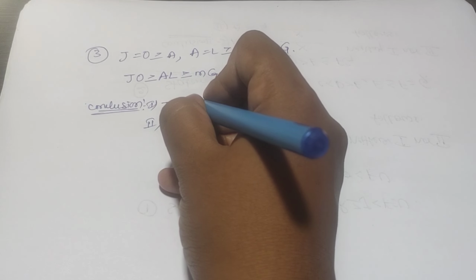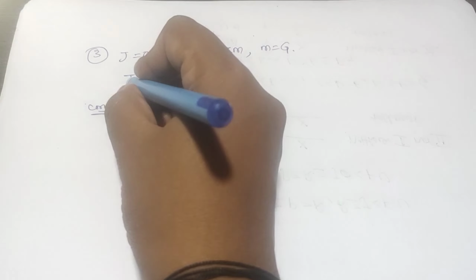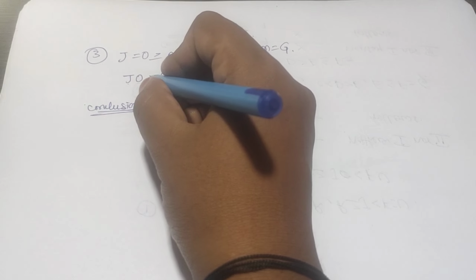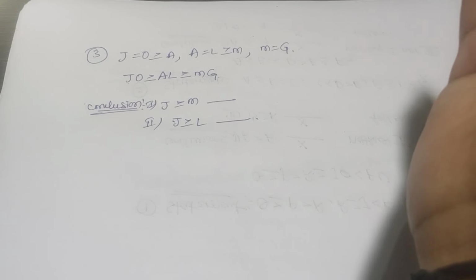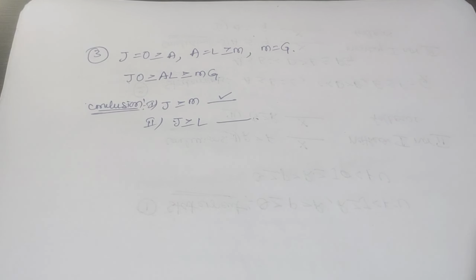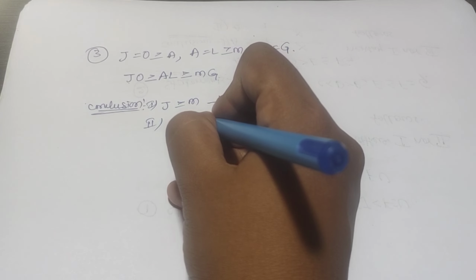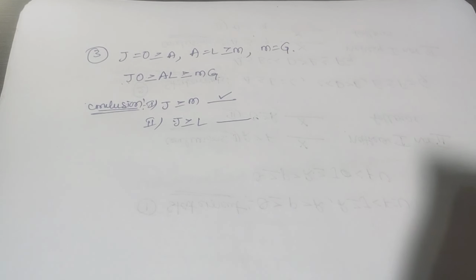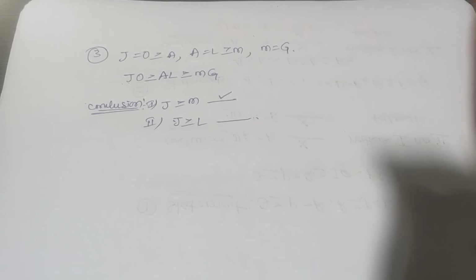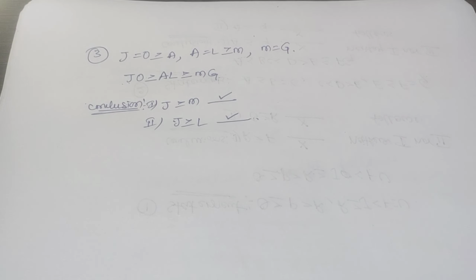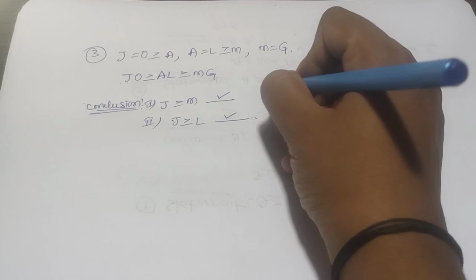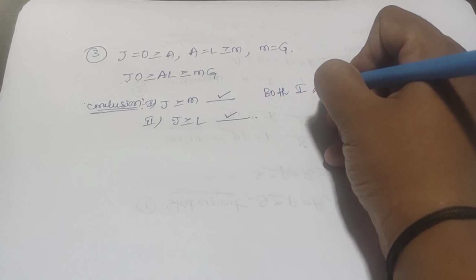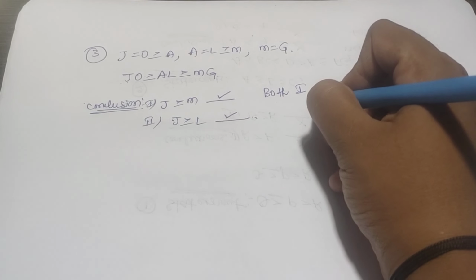J is greater than or equals to M is conclusion one. J is here, M is here. In between J and M, both the symbols are greater than or equals to. So this one is correct. And J is greater than or equals to L. J is here, L is here, greater than or equals to. In between J and L, only one symbol is there, that is greater than or equals to. So this one also follows. So here what is the answer? Both conclusion 1 and 2 follow.